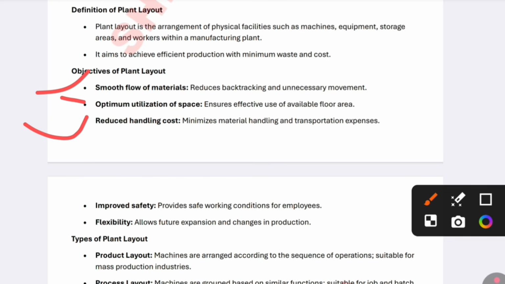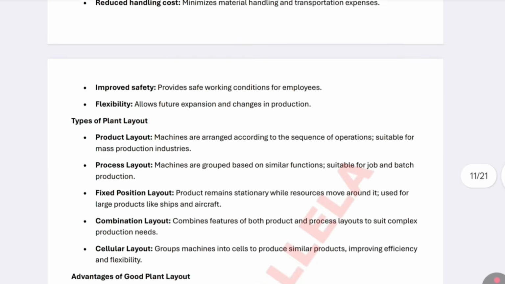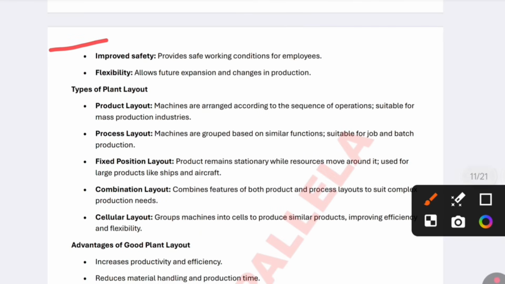Next one, reduced handling cost. Whatever the transportation expenses will be there, it will be able to minimize that. Okay, next one, improved safety and working conditions will be able to achieve with the help of this, and flexibility will also be there. What are the different types of plant layouts we are having?